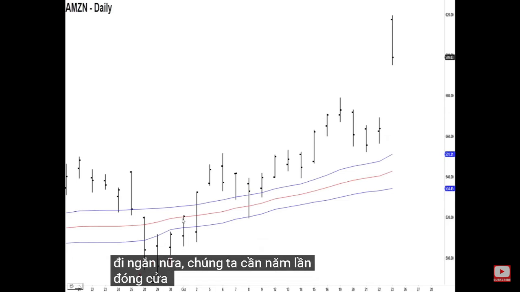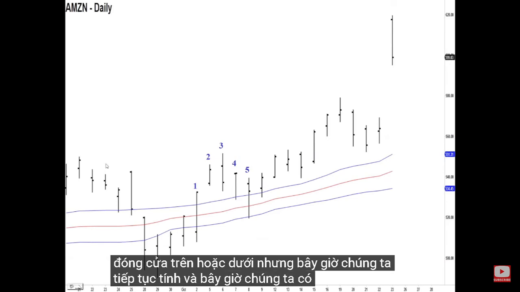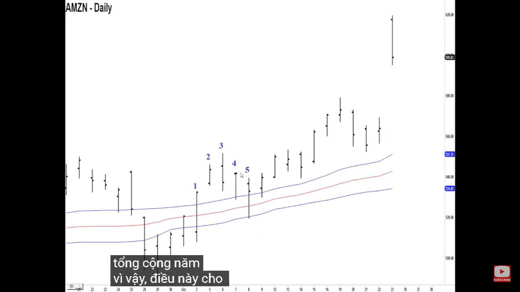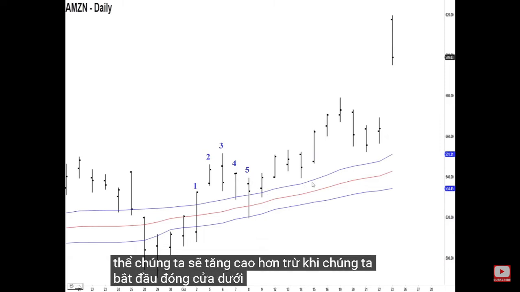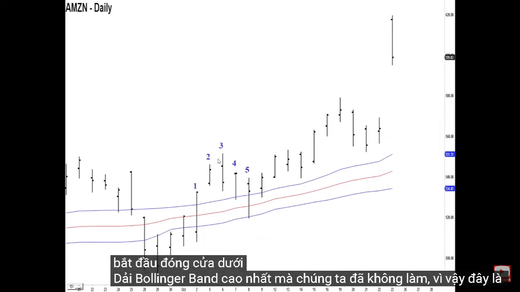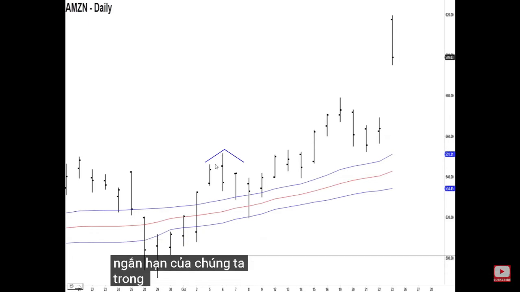We need 5 closes either above or below. But now we continue to count, and now we have a total of 5. So this is telling us that most likely we're going to be going higher unless we start to close below the highest Bollinger Band, which we didn't. So here's our short-term pivot high within the first 5 bars.